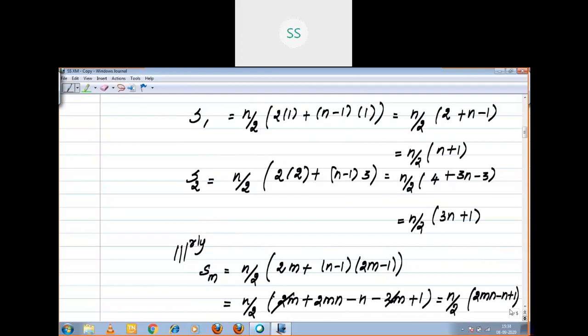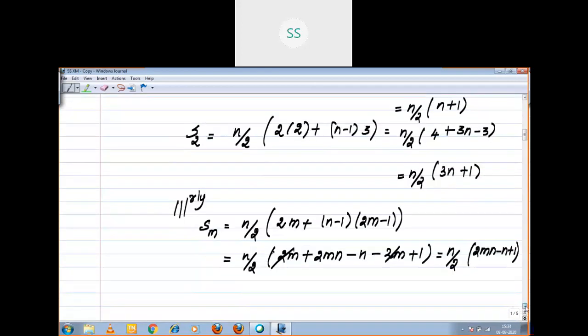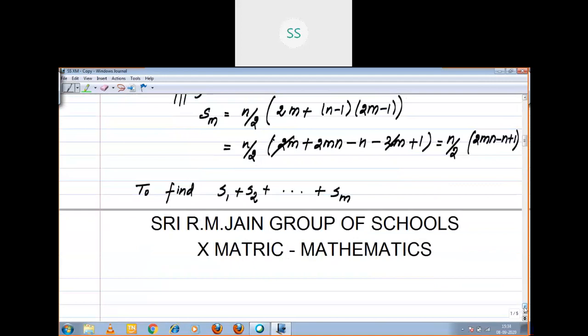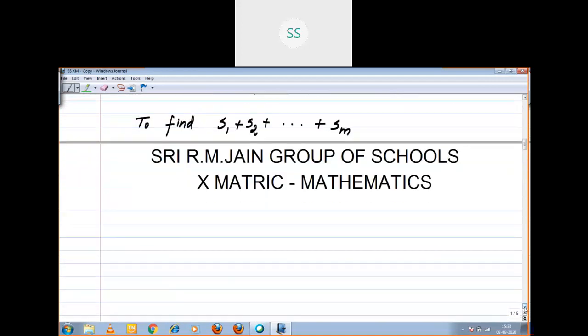Here your S1 is the first term, Sm is the last term, right? Say yes or no. Now we are going to find the sum of the sequence, that is S1 plus S2 plus etc. plus Sm, where S1 is the first term and Sm is the last term.